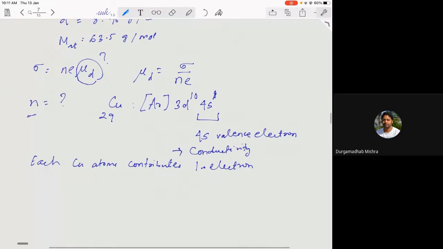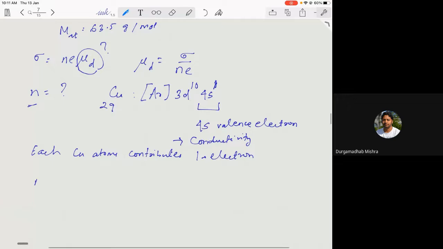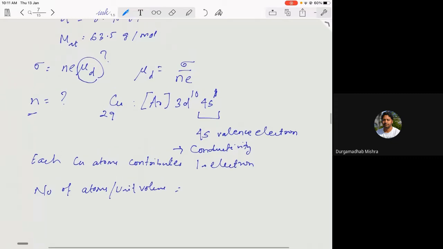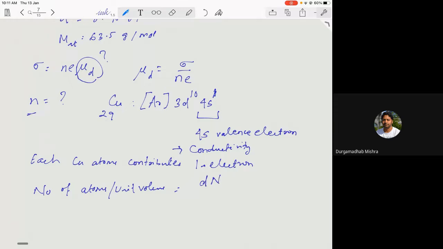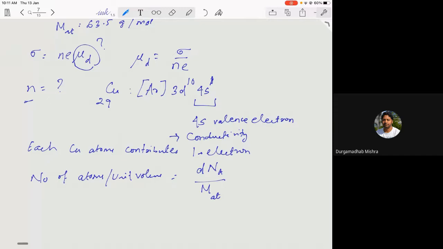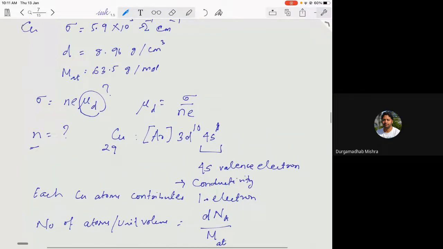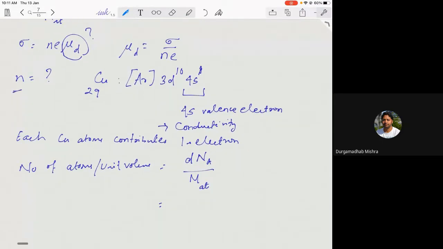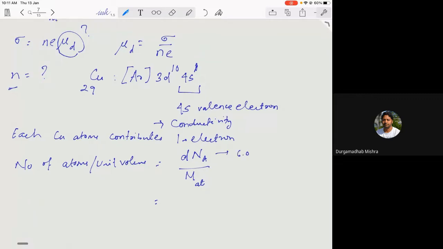So then how do we calculate the number of atoms per unit volume? This is given by this expression. You already know about this. This is D N_A by M, where D is the density, N_A is the Avogadro's number, and M is the atomic mass. So if you substitute all these, which are given here, N_A is 6.02 into 10 to the power 23.